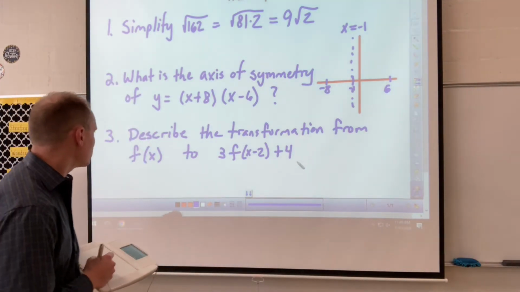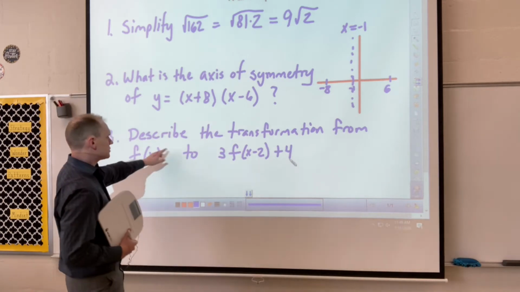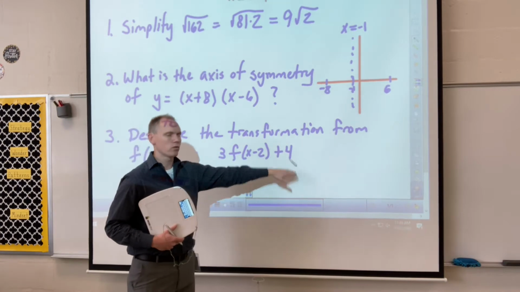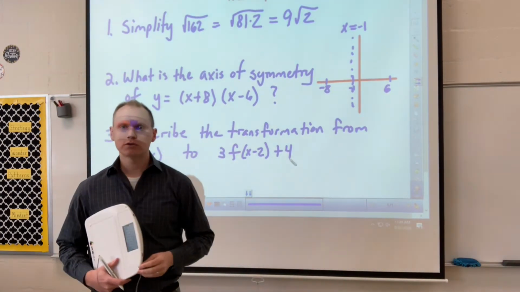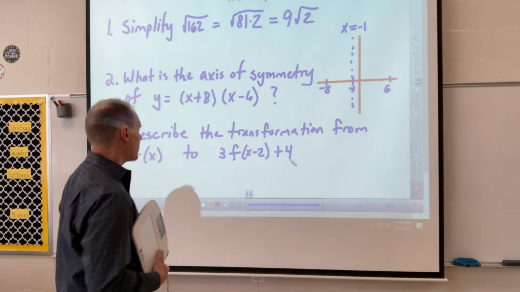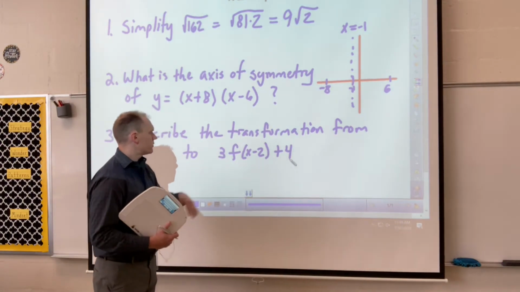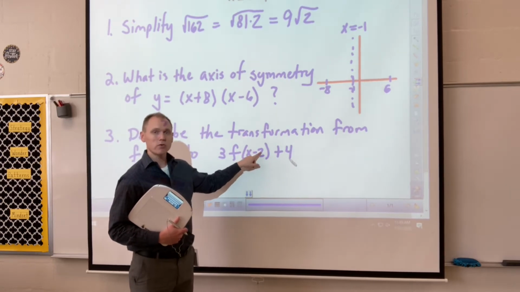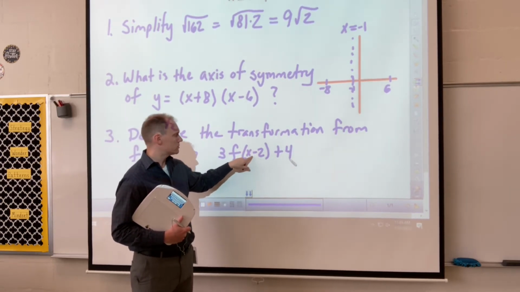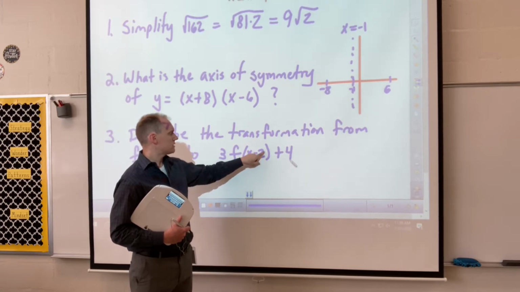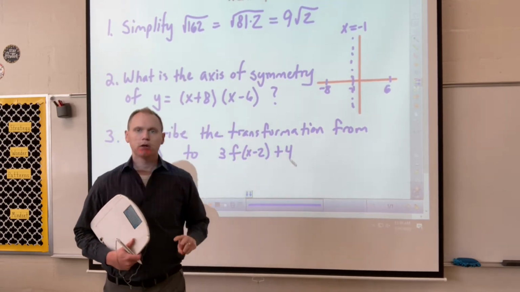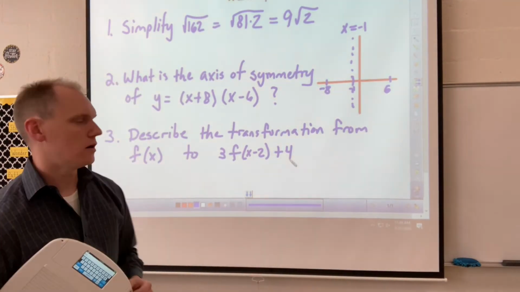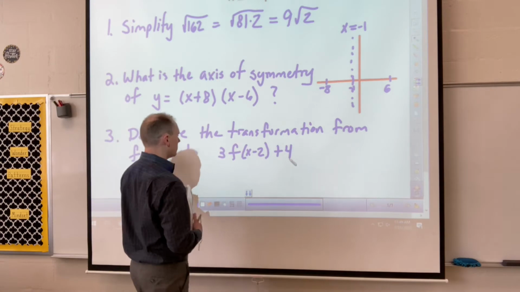All right, number 3, describe the transformation from f of x to 3 times f of x minus 2, plus 4. So we talked about transformations earlier this year, but we're going to come back to that today. So if we think about this, x minus 2, that's going to shift it. It's going to be opposite of what we might think, and we talked about why that was, but what value makes this 0? It's going to be 2. So it's going to be 2 to the right of what we normally get out when we put in 0.